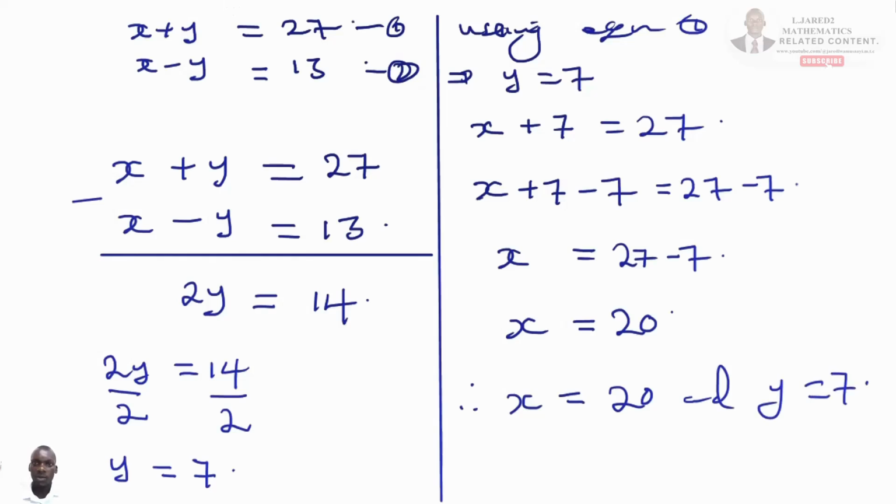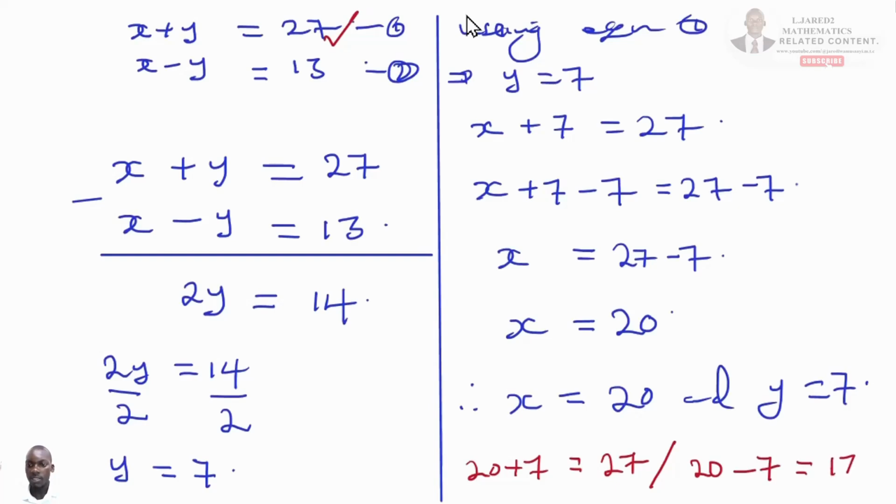Sincerely speaking, when we prove, if we get 20 plus 7, we are going to get 27, which is in accordance with the first equation. Also, if we get 20 minus 7, we are getting the answer 13, which is also in accordance with the second equation. Wow. Let us now go to number 2.